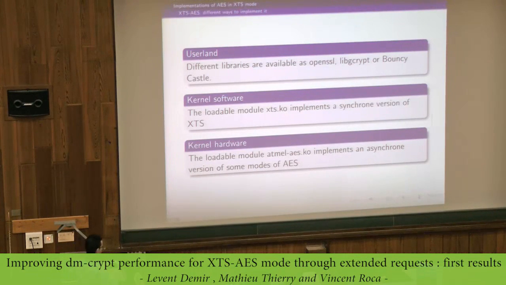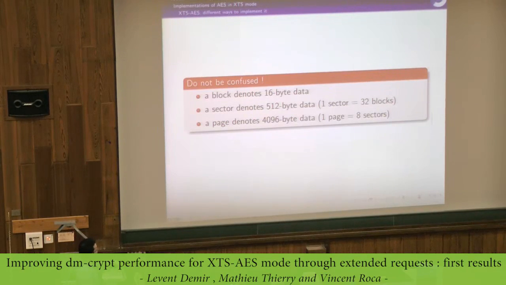Just as a recall, we can have 3 levels for the encryption. The first level is userland. There are a lot of libraries. Inside the kernel, we have to distinguish 2 parts. The encryption can be done by software, with a module like, for example, a software implementation of XTS, and there is also kernel hardware. As for us, inside the Atmel module, we have a crypto engine, and we need to encrypt with this specific Atmel OS module.